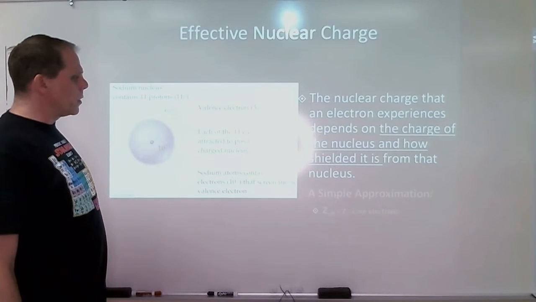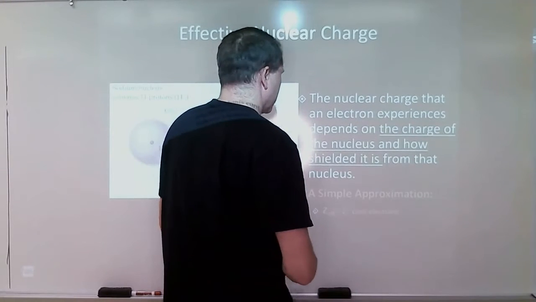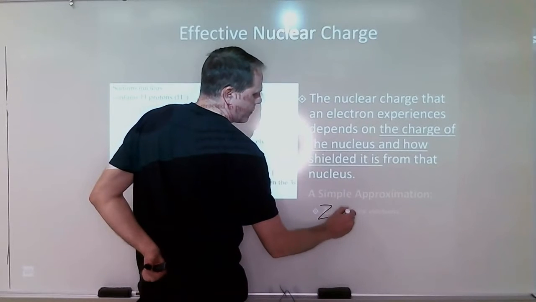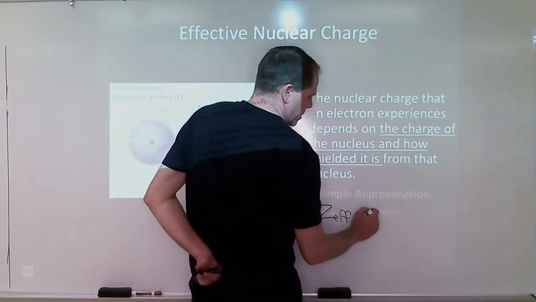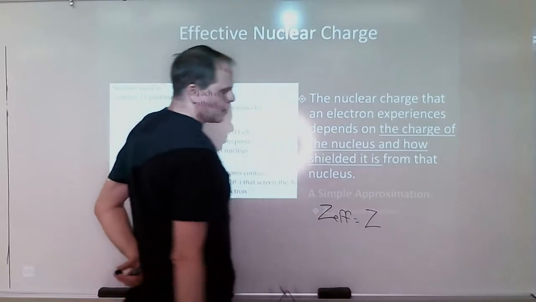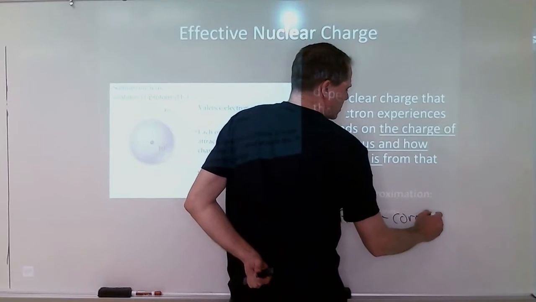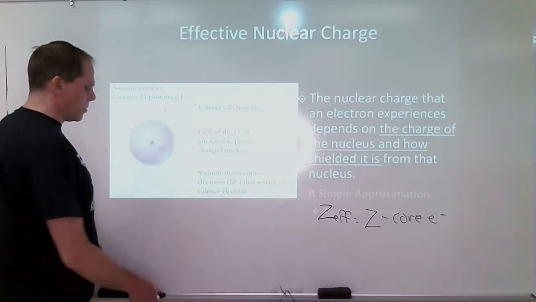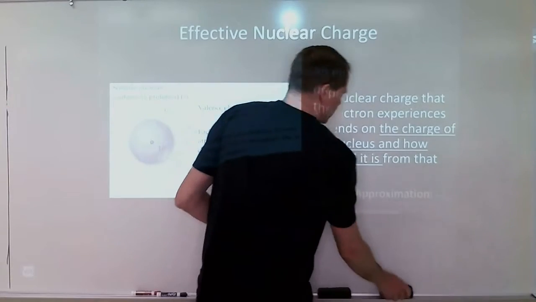We are going to use the symbol Zeff. The effective nuclear charge, Zeff, is equal to the number of protons minus the core electrons. So if I ask you what's the effective nuclear charge, that's how you're going to calculate it. We're going to talk about what this means in the next lecture.